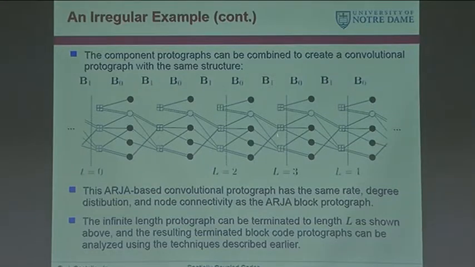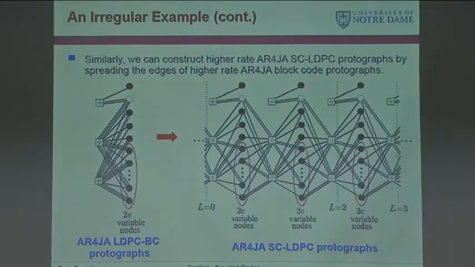Now again, the infinite length one here can be terminated, say start at a particular time and end at a particular time. And the resulting terminated protographs can be analyzed using the same techniques. We can do density evolution on these protographs, and we can do weighted enumerator analysis on the protographs. This is what the spatially coupled protograph looks like, or at least the one that we decided we wanted to implement.